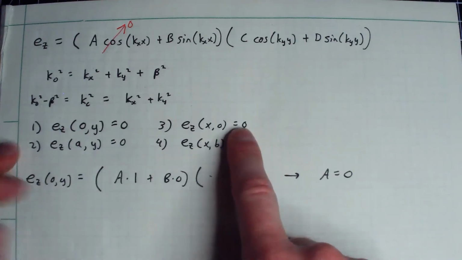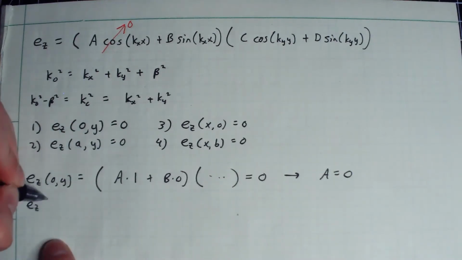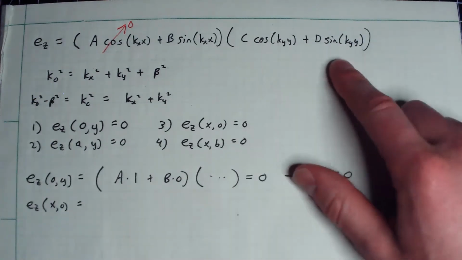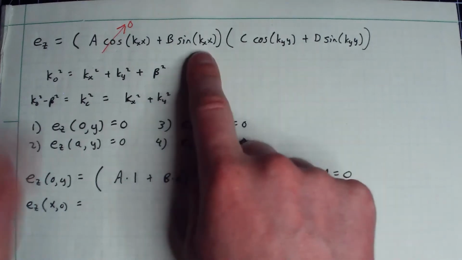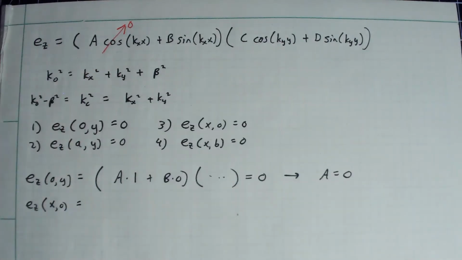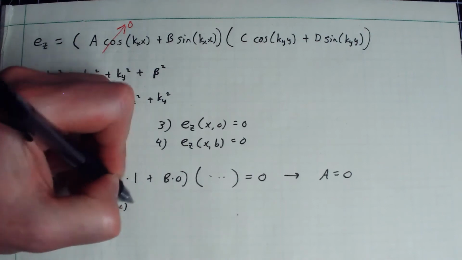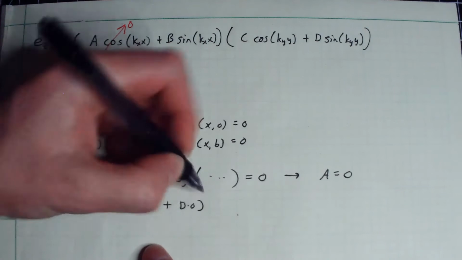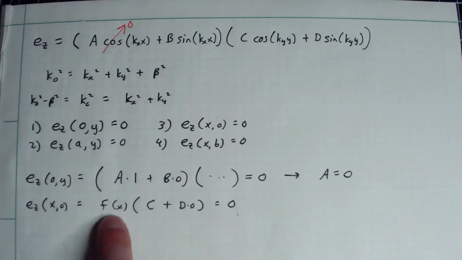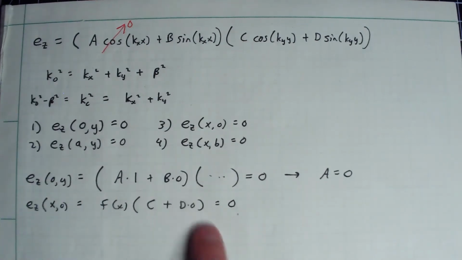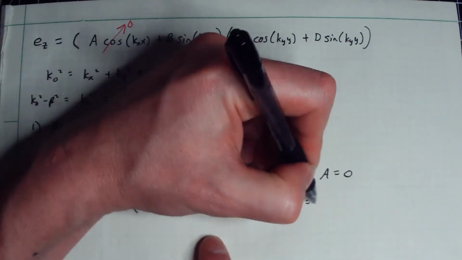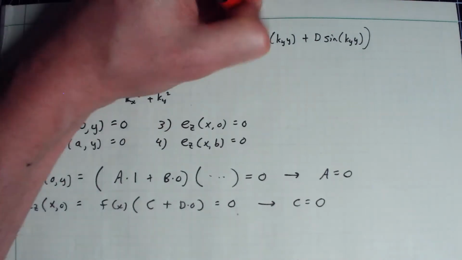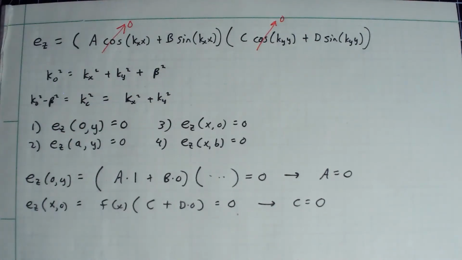So let's now move ahead and do the same thing over here on condition number 3, where I get x, 0. The exact same argument applies. So this guy disappears, this guy turns to 1. This stuff won't matter because it's a function of x. So you basically get some function of x times c plus d times 0 is equal to 0. So the function of x won't matter, it disappears, that guy disappears. And so you have to have the condition that c is equal to 0 in order for this to work. So that guy there disappears as well.